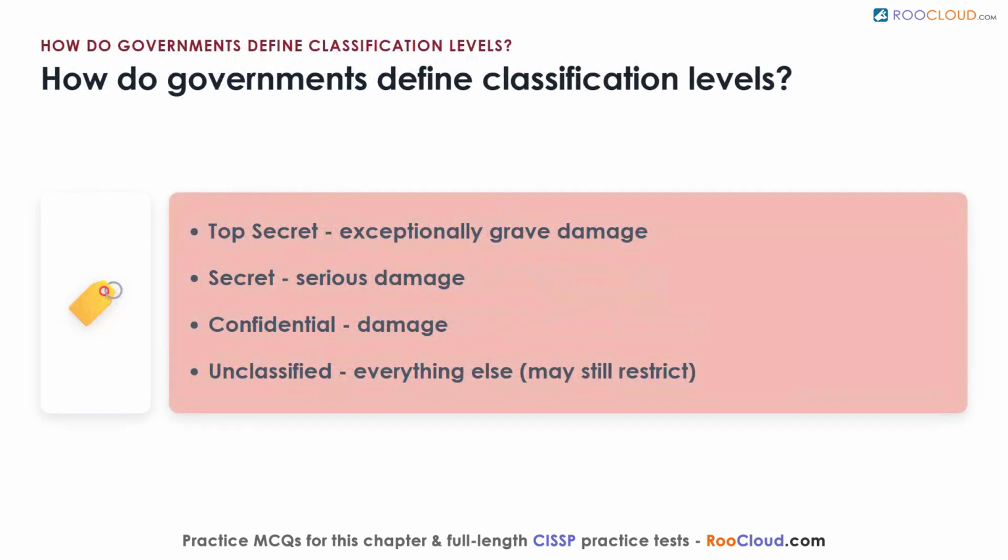How do governments define classification levels? They write them into a policy that names each label and its meaning. The scheme runs from top secret down through secret and confidential to unclassified. The wording separating the top three is almost identical, hinging on the damage a leak would cause. Top secret means exceptionally grave harm, secret means serious harm, and confidential means plain harm. Unclassified is everything else, though even that can carry handling restrictions, like for official use only.